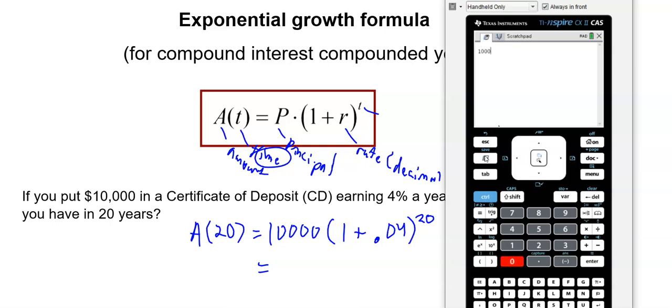Okay, so 10,000 times 1 plus 0.04 to the power of 20. 21,911. Let's see, you can mouse up and press enter and it shows you more digits. Oh, it does show you more digits. So that's actually 23 cents. So I like to round to the nearest cent. If you mouse up and press enter, you can see the rest of that number. And so this is money, so it makes sense to round to the nearest penny.